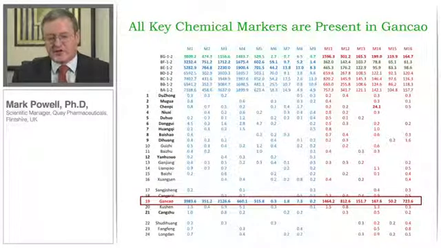Now if we take a look at the entire data set that we obtained, so this is the data for the different capsule batches which are grouped at the top of this slide, and for the 24 individual herbal substances that we tested.